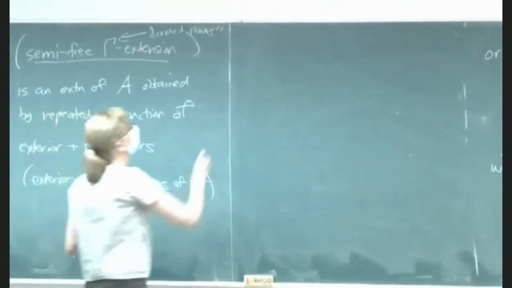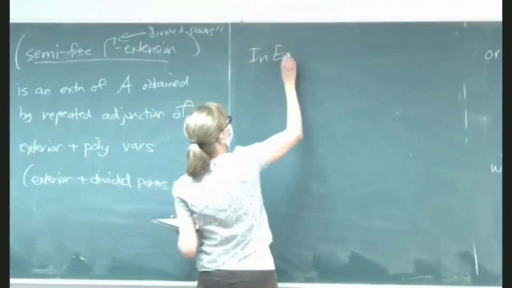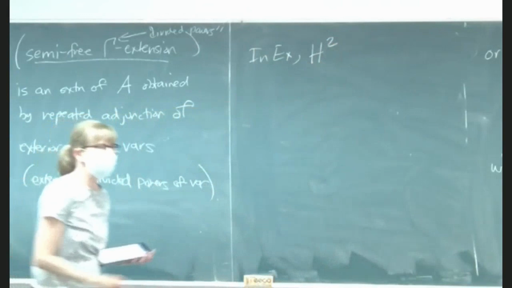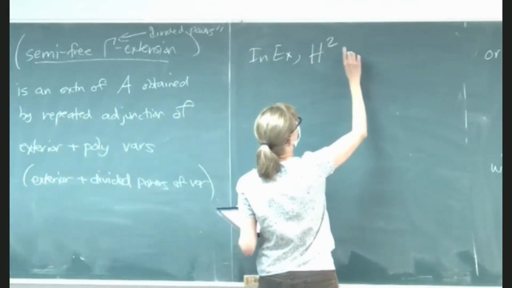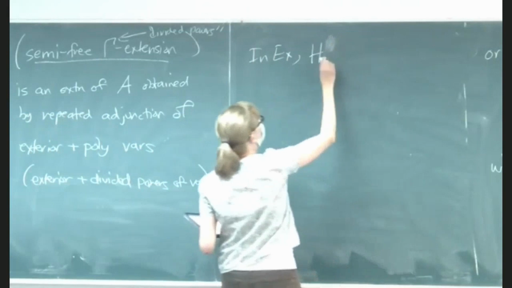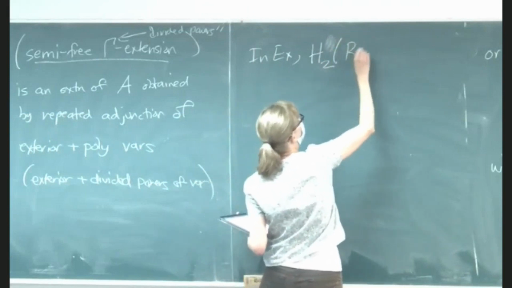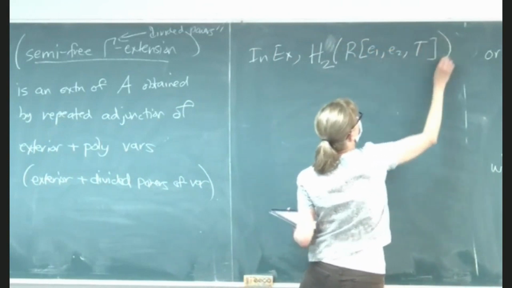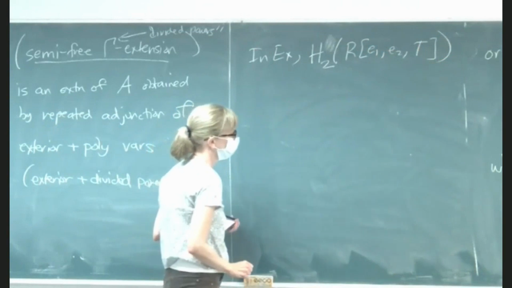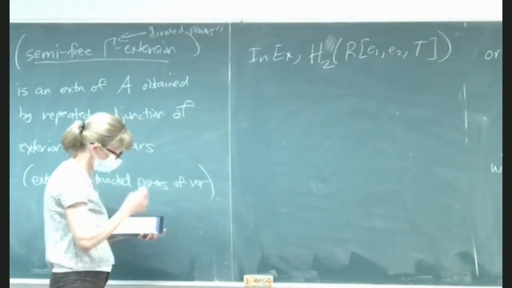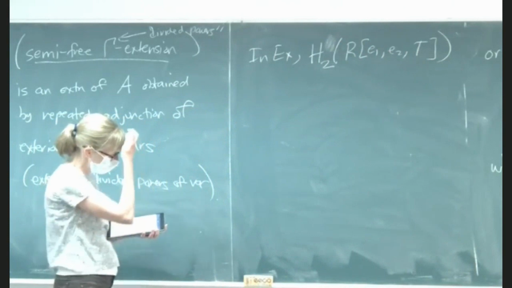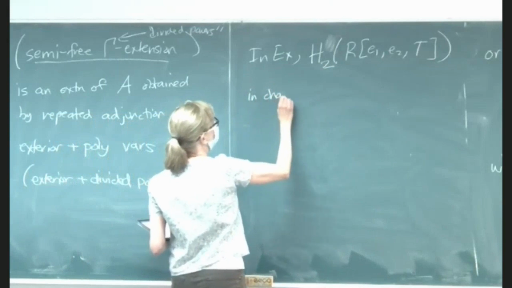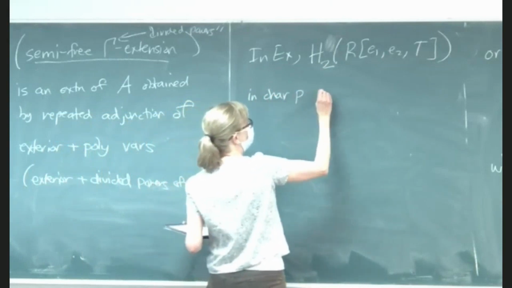I want to say something. In the example that we did, we were looking at H2. And in characteristic p, it starts having problems. So H sub 2 of R adjoin E1, E2, and T is 0 in characteristic 0. So in characteristic p, there are problems.